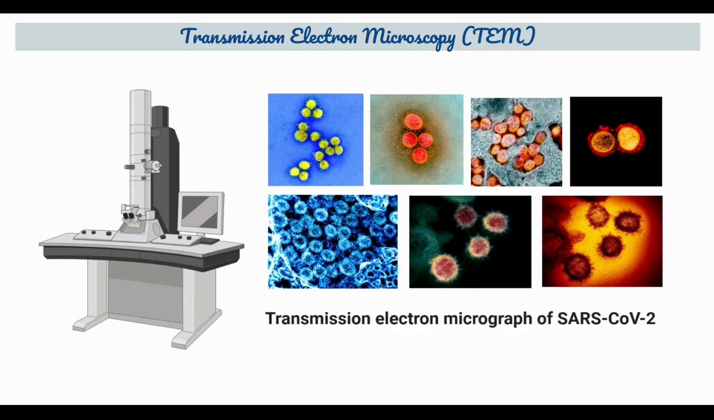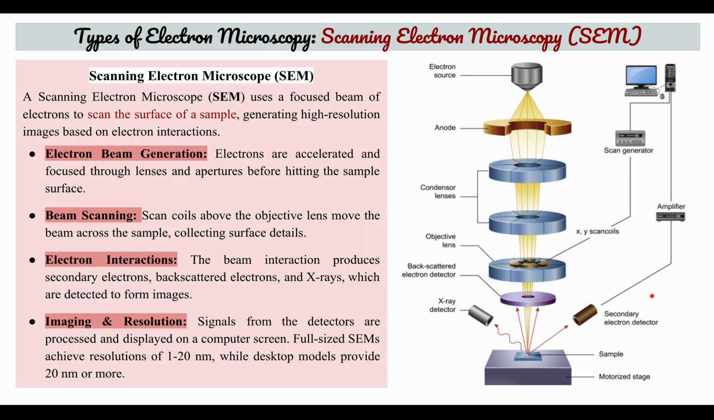So this is the electron micrograph. The pictures which are taken from the microscope are often referred to as micrographs. So this is for SARS-CoV-2. And now we will talk about scanning electron microscopy. In this also it's clear from the name, scanning. That means it will scan the specimen instead of transmitting through it.